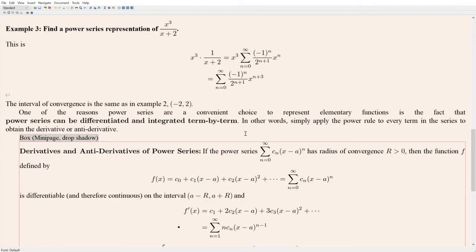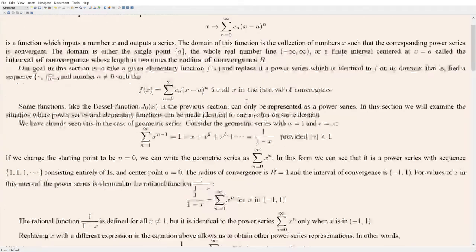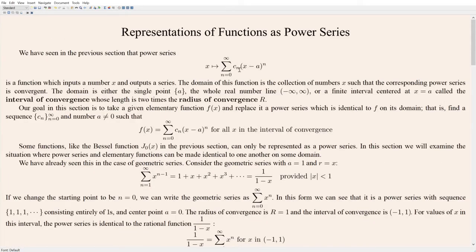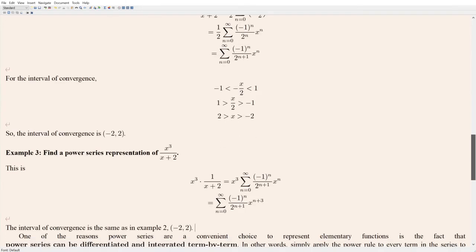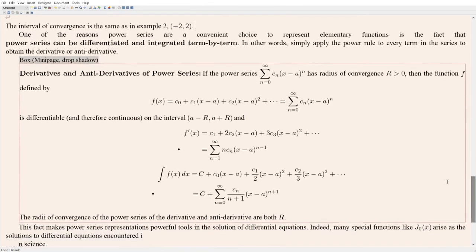Okay. So, one of the reasons that we are interested in power series, so power series being series that have this very specific form, one of the reasons that we are interested in power series as opposed to some other form of series is because, as it happens, power series can actually be differentiated and integrated very, very easily.